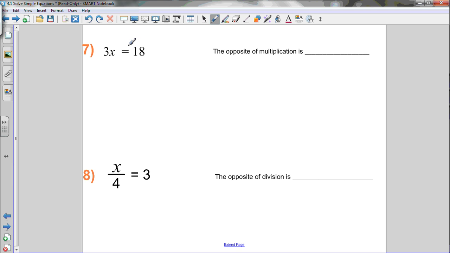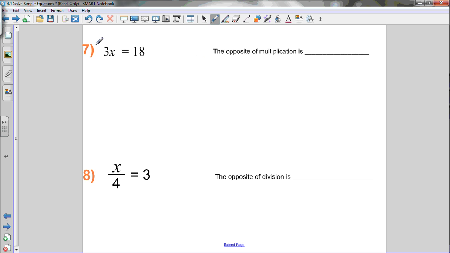So I have 3x equals 18. I don't want this 3 on the left side of the equation. I want to figure out what x is equal to, so I need x all by itself. So I need to move this 3 to the other side of the equation. I know to move something to the other side of the equation, I have to apply the opposite operation.